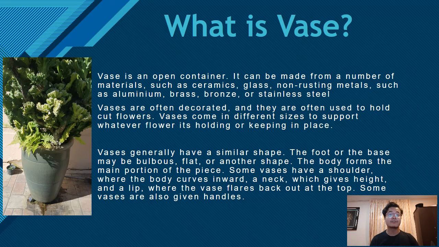Vases generally have a similar shape. The foot or the base may be bulbous, flat, or another shape. The body forms the main portion of the piece. Some vases have a shoulder where the body curves inward, a neck which gives height, and a lip where the vase flares back out at the top. Some vases are also given handles. Various styles and types of vases have been developed around the world in different time periods.